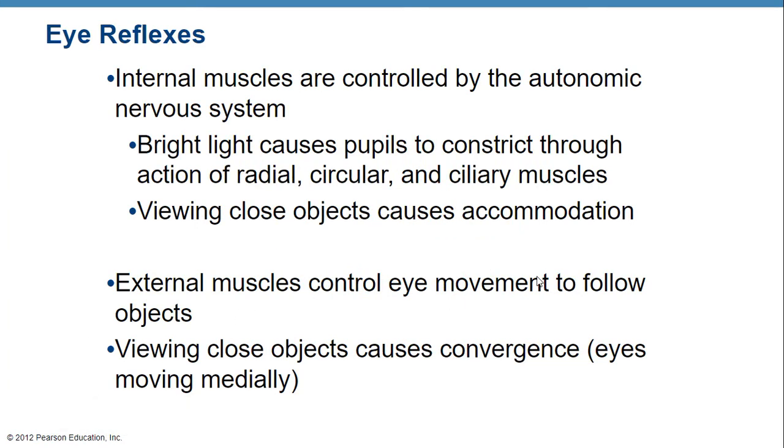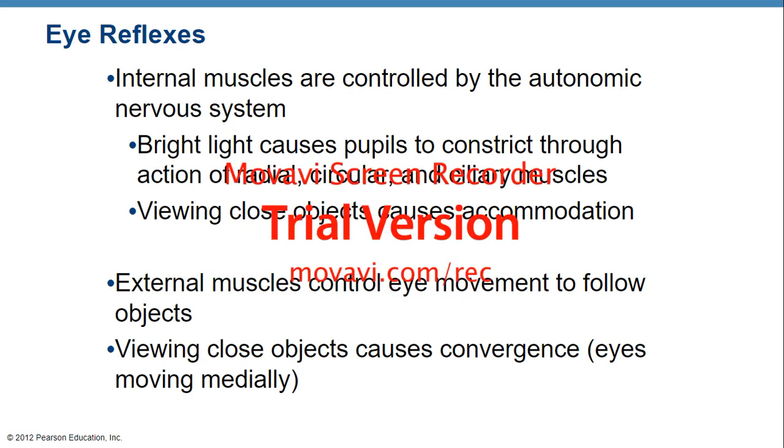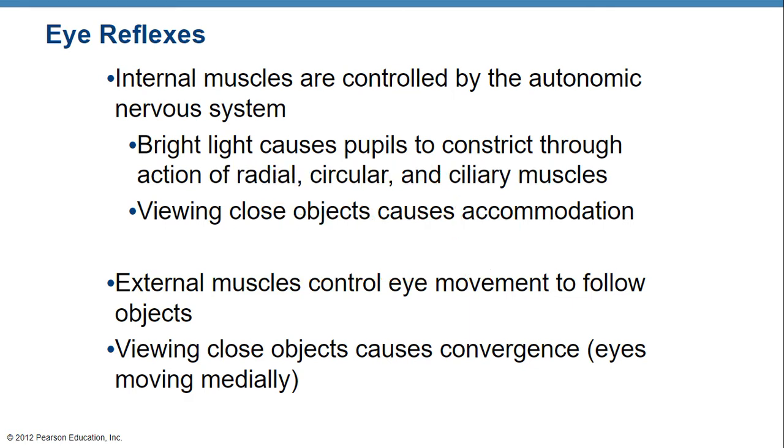All right, so eye reflexes. So internal muscles are controlled by the autonomic nervous system. Bright light causes pupils to constrict. So action of the radial, circular, and ciliary muscles. Viewing a close object causes accommodation, the lens to change shape. External muscles control eye movement to follow objects. Viewing close objects causes convergence, eyes moving medially.